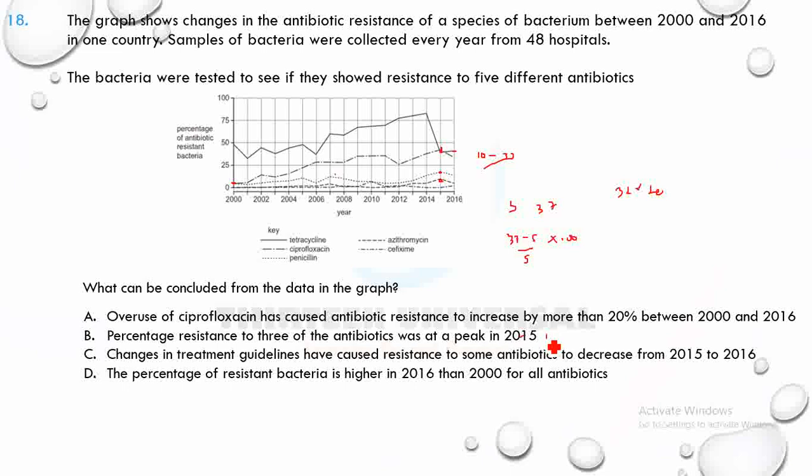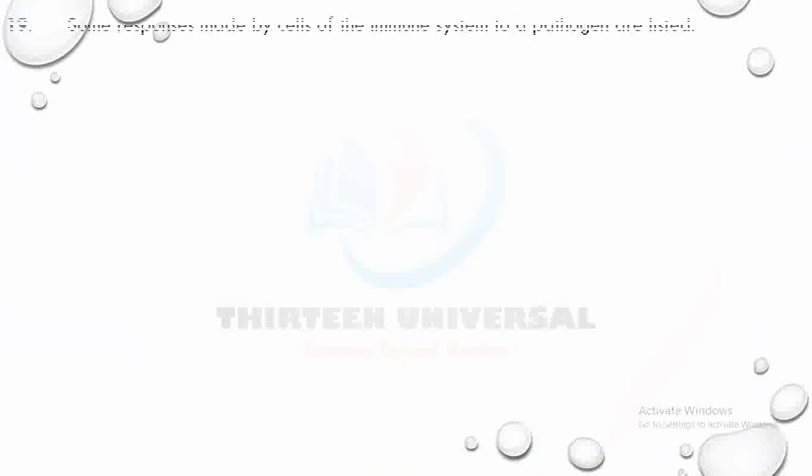Anyway, let's check others. Changes in treatment guidelines have caused resistance up. So it's not shown there. The percentage of resistant bacteria is higher in 2016 than 2000 for all antibiotics. For all antibiotics, 2016 is higher, right? No, it's not the same for this one, which is tetracycline. So that's wrong. So from the graph, this is B that makes more sense. From the data, this is more suitable for the answer. Okay, that's the answer B.